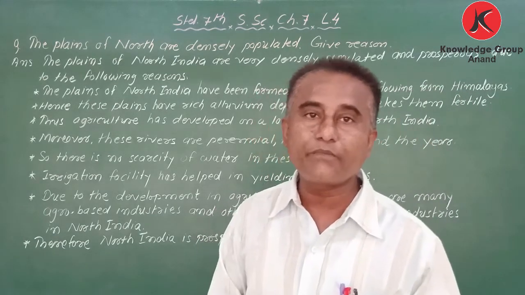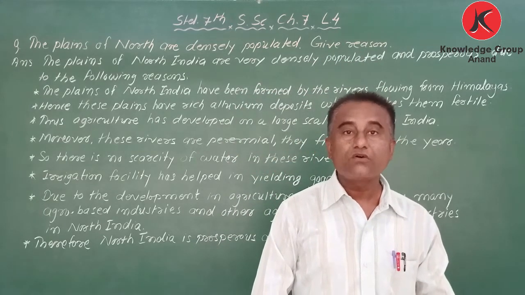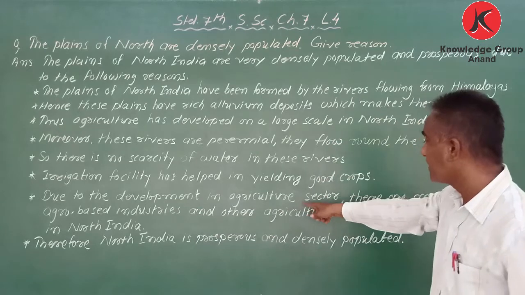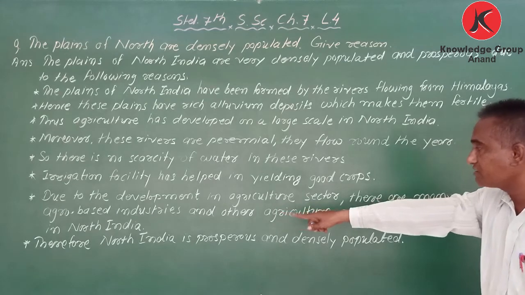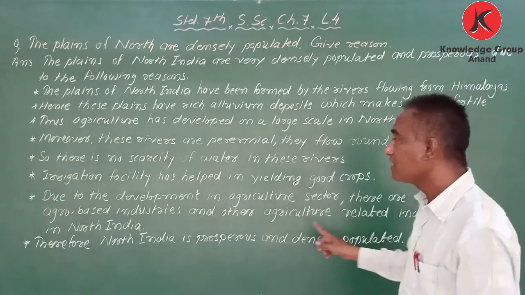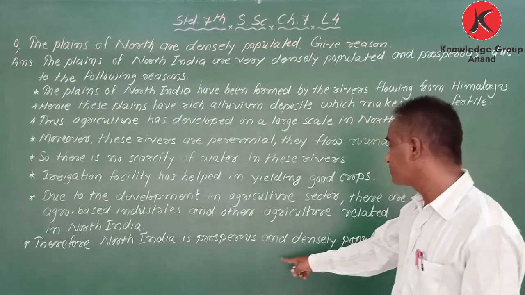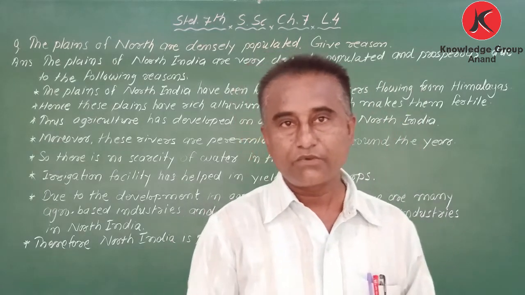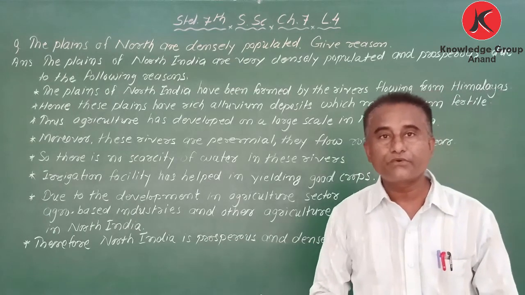Due to the development of agriculture, the industries which are based on agriculture have developed in North India. Due to the development of the agriculture sector, there are many agro-based industries and other agriculture-related industries in North India. And therefore, because of these reasons, North India is prosperous and densely populated.